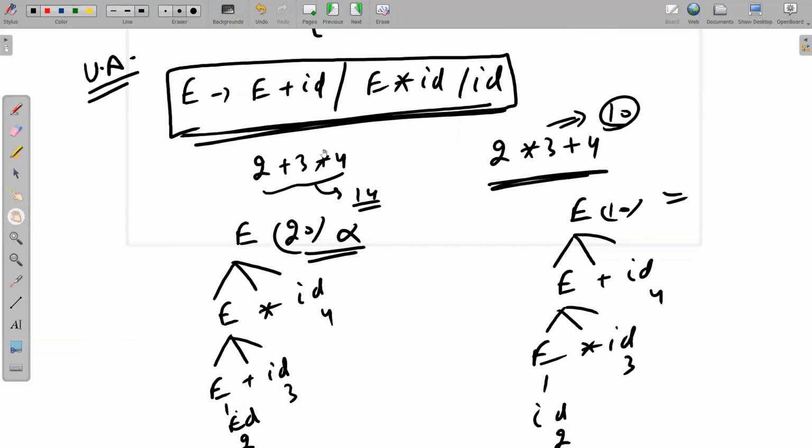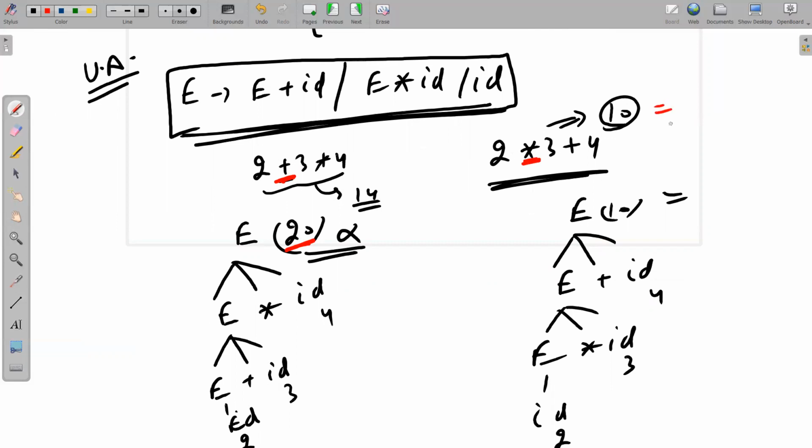Okay, so I think you are getting it. So here plus was coming first. See here carefully, plus was coming first. That's why plus was solved first. Here star is coming first. That's why star was solved first. So when plus was solved first, 2 plus 3 is 5, 5 into 4 is 20. That's why we are getting answer 20. Here star is coming first, star will be solved first. 2 into 3, that is 6. 6 plus 4, that is 10.